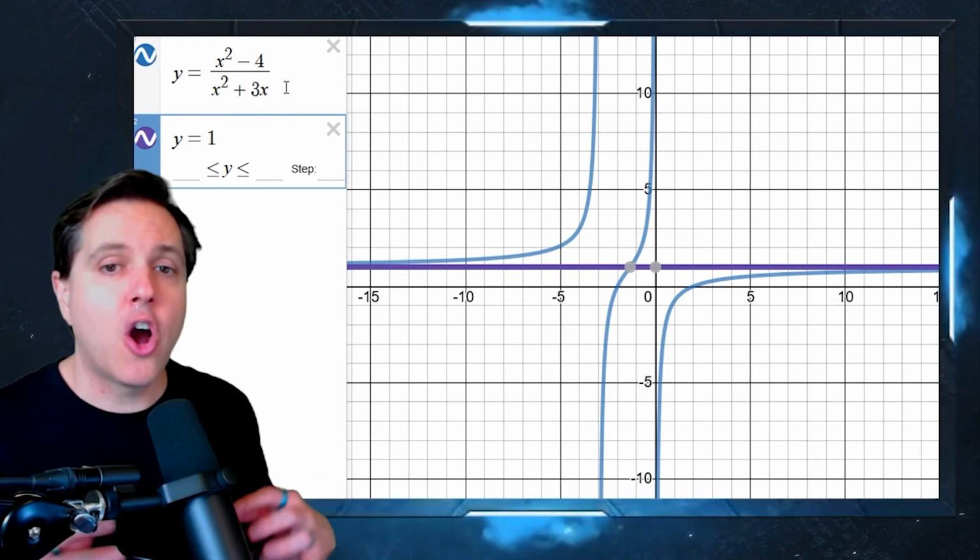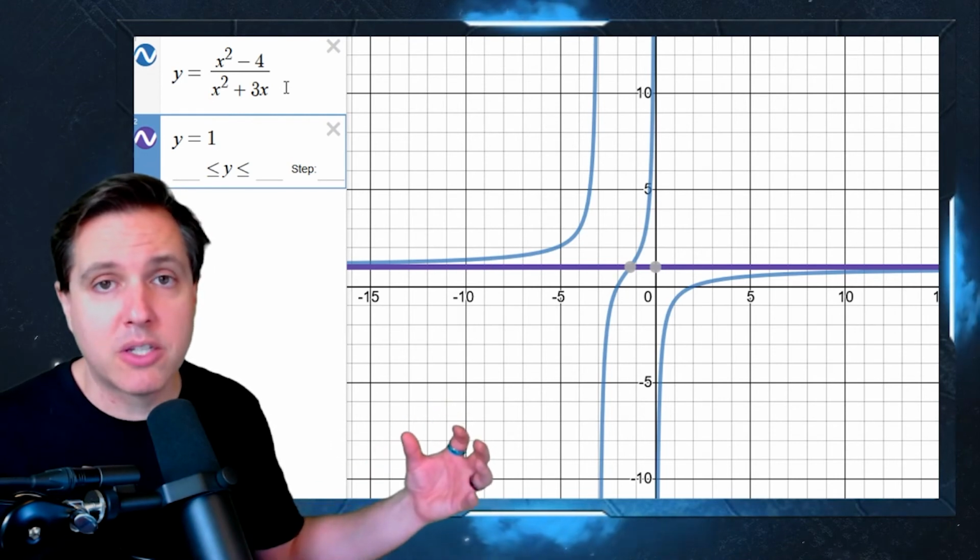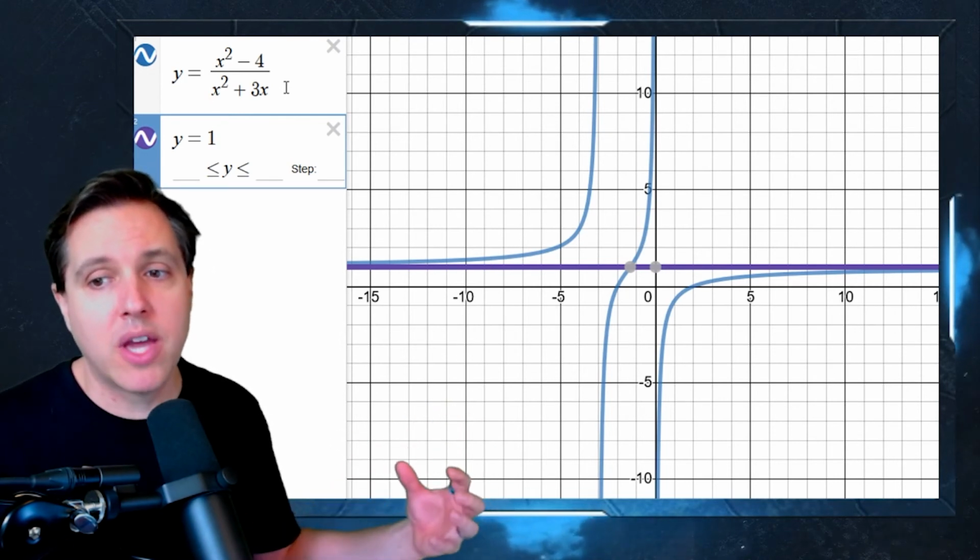Because if you think about it, our numerator is blowing up at the speed of a quadratic. Our denominator is blowing up at the speed of a quadratic. They're essentially blowing up at the same speed.